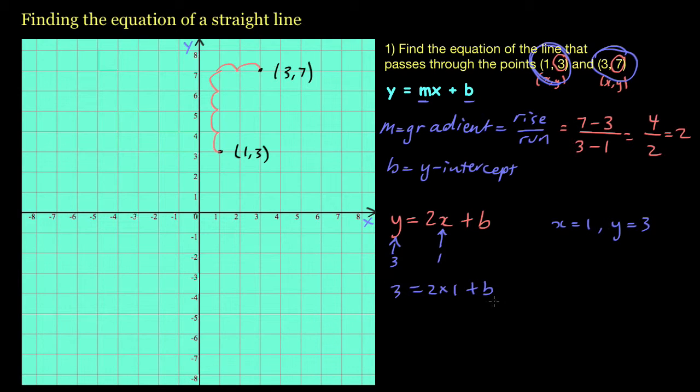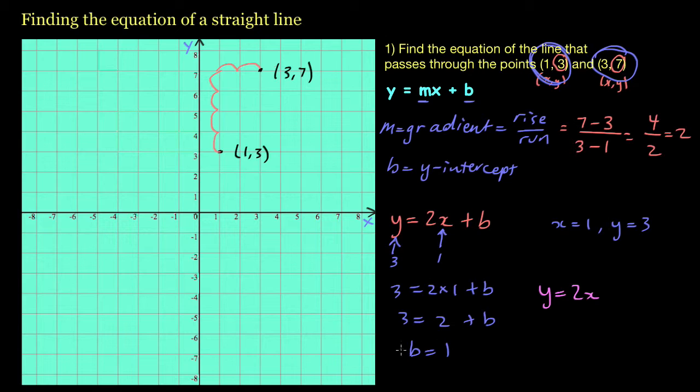So that's going to let us find b now, because we have 3 is equal to 2 plus something. What's b going to be? Well, it must be 1. 3 equals 2 plus 1, so b equals 1. And what we can do is now write our equation of the line. We have y equals 2x.